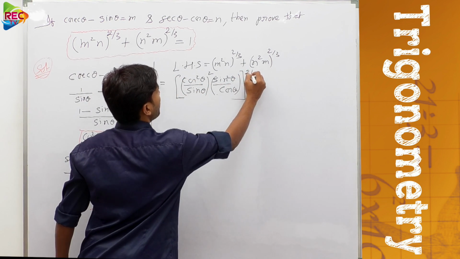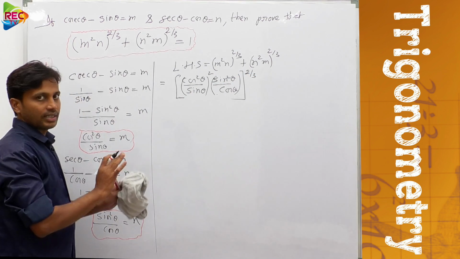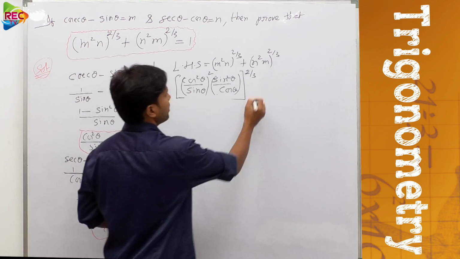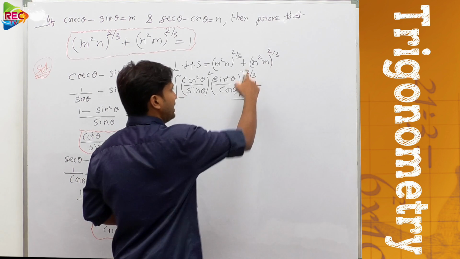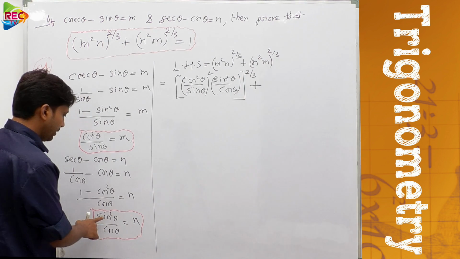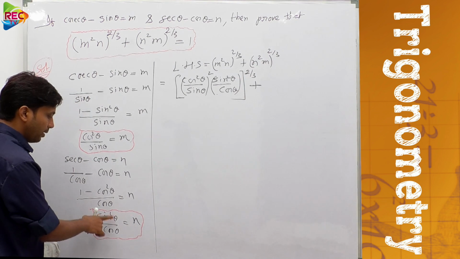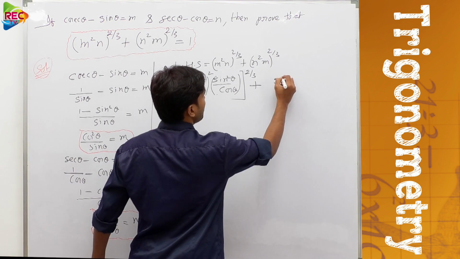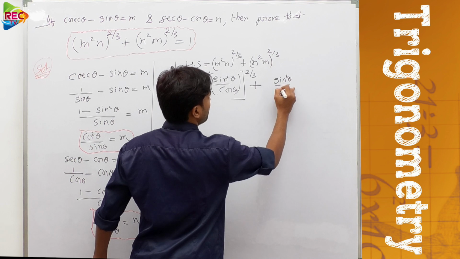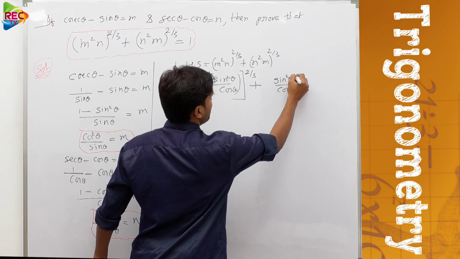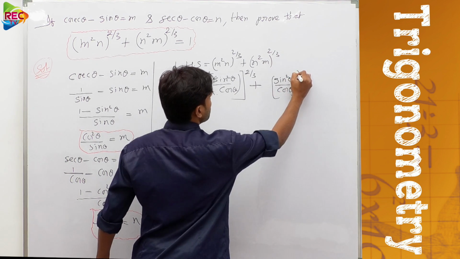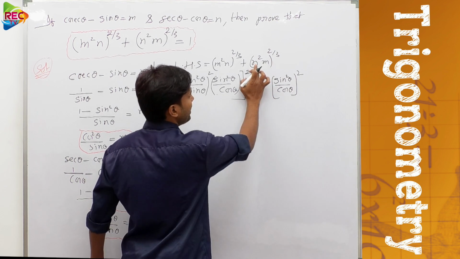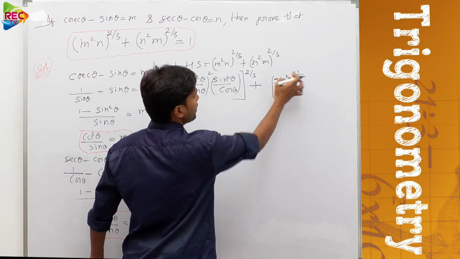Okay, 2 by 3. Okay, keep it like this. Now go to the second term, n square. What is n? n will be sin square theta by cos theta. So n value is sin square theta by cos theta, to that what? Square, because this is n square. n square means n value is this, to that square.